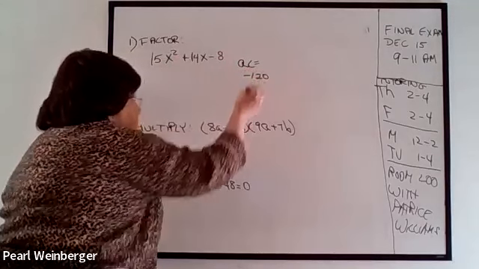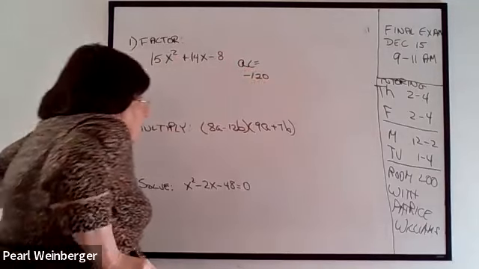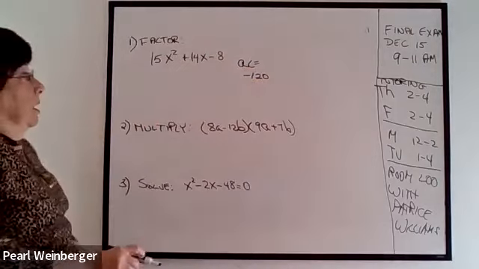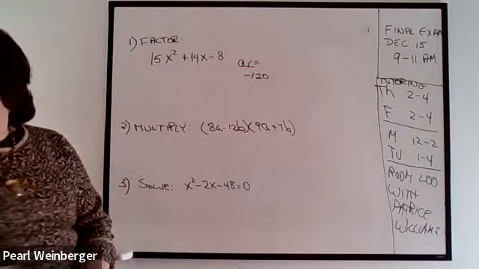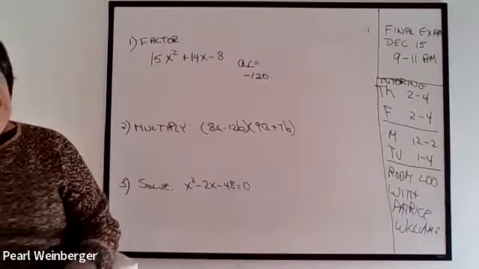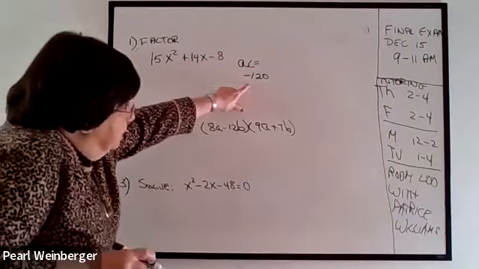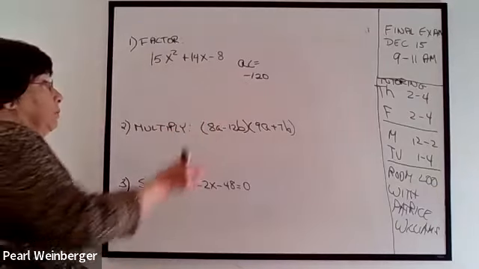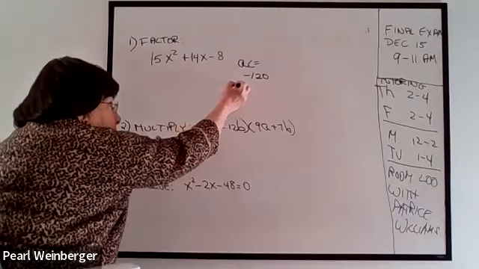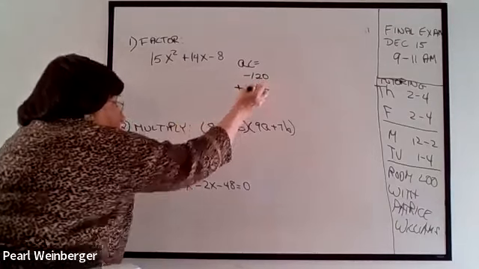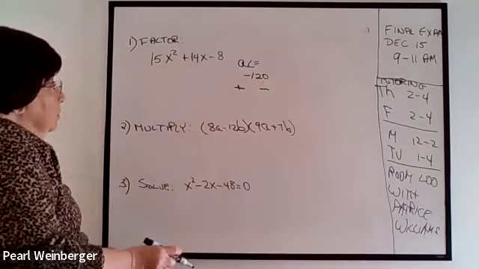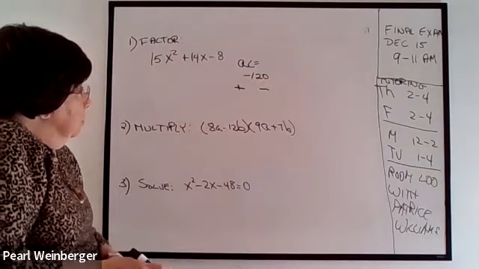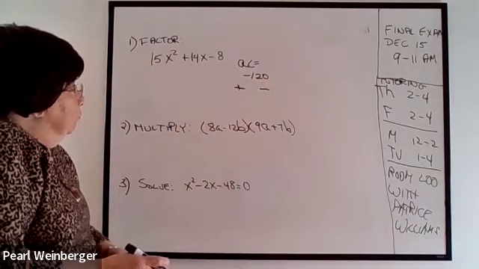which will give us -120. And what we're looking for is two numbers that will multiply to -120, which means, of course, one is going to be positive and one is going to be negative. And when we combine them, which really means when we subtract them, we're going to get 14.